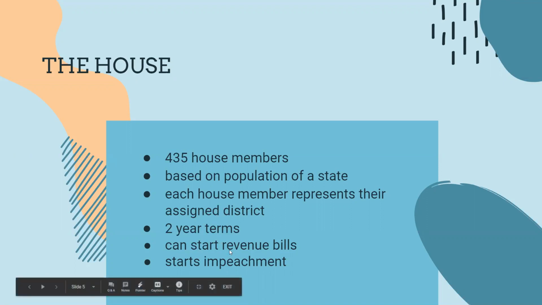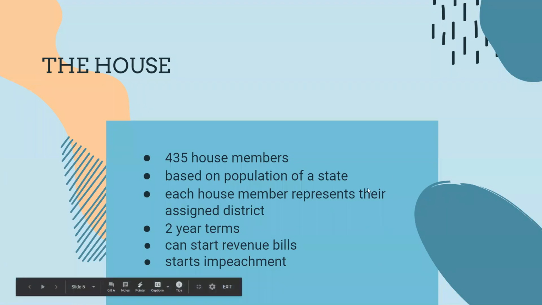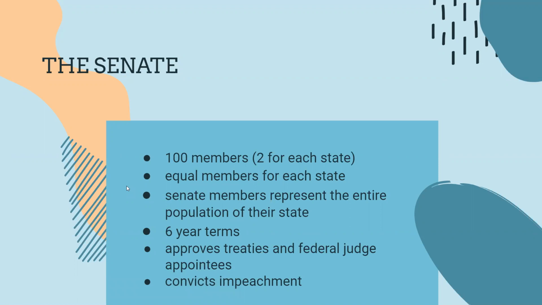They can start revenue bills, which can only start in the House. And they can also start impeachment. If you know, around January, I think, the House tried to impeach Donald Trump, but it didn't go through because the Senate has to convict on the impeachment, and they didn't allow it to go through.